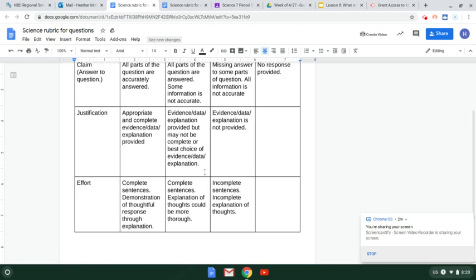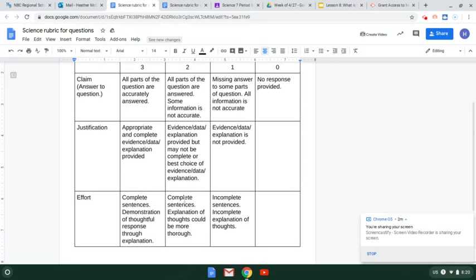Okay. Effort. The effort category is really complete sentences. So you're echoing the question in your answer. So you're restating the question, you're giving thoughtful, detailed responses through your explanation, and using those complete sentences, okay? A 2, complete sentences, explanation of thoughts could be a little bit more thorough. 1, incomplete sentences, incomplete explanation of thoughts, okay?